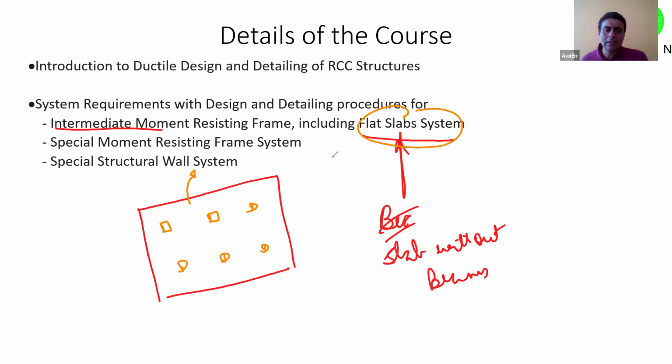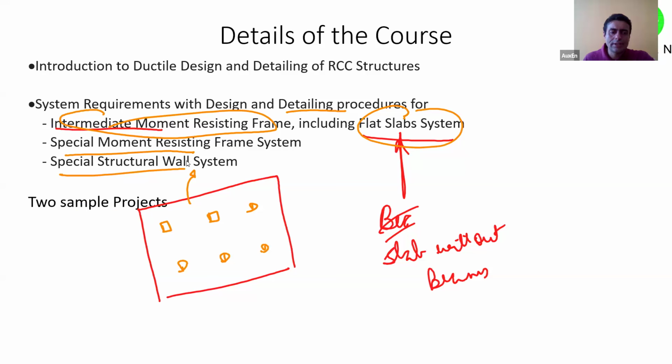So slab without beams is flat slab systems or flat plate systems. If you are having a flat slab building in zones of medium earthquake risk, you can go for an IMRF system also. This is a thing that we will be discussing during the ductile design detailing part. And then, of course, we'll be discussing these SMRFs, special moment resisting frame, and the special RCC structural wall systems. So the requirements, the rules, detailing rules, all these things we will be discussing.